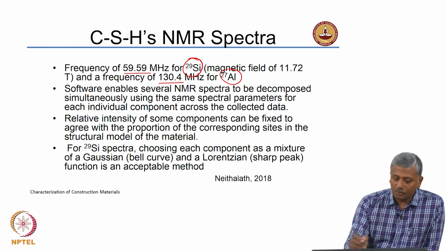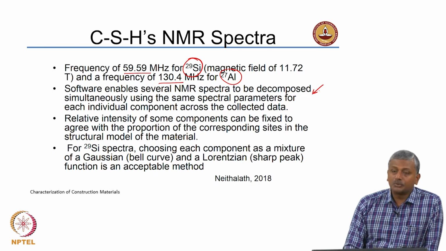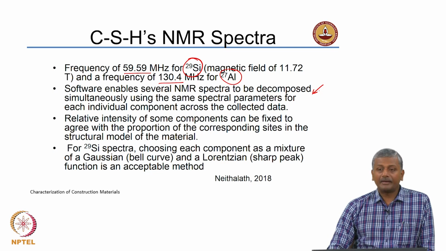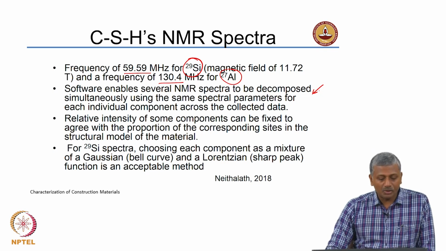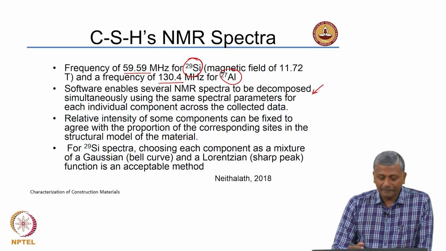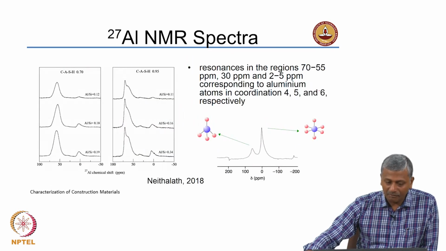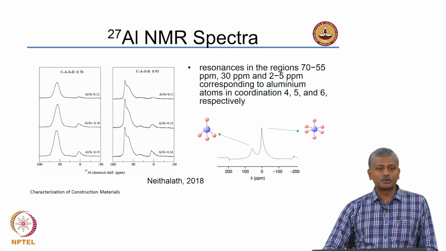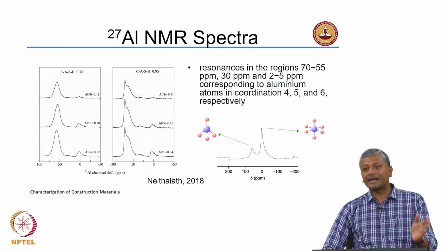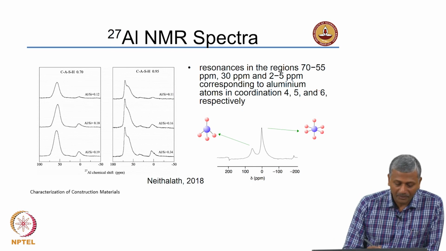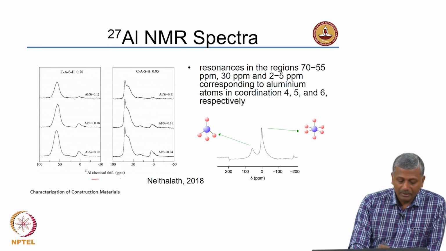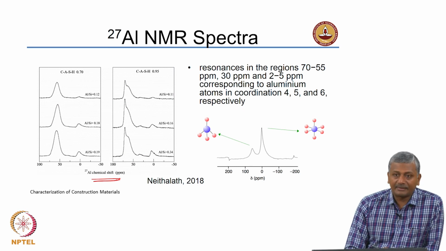What happens is the software can actually help us to deconvolute the NMR spectra, okay, and analyze each individual component separately. So, just to give you an example of how aluminum NMR spectra is used to understand the structure of calcium aluminosilicate hydrate. Okay. There are 3 different systems given here, and what is represented on the x axis is the aluminum chemical shift. Okay.